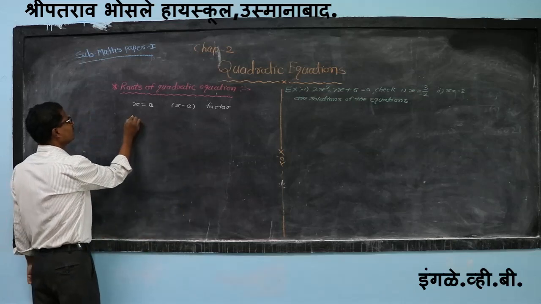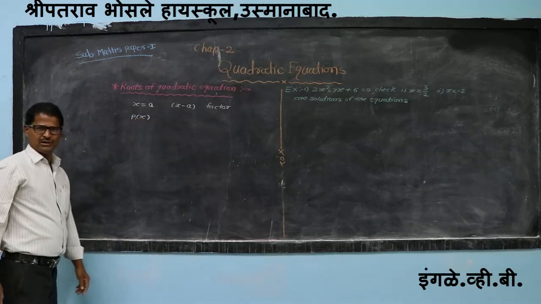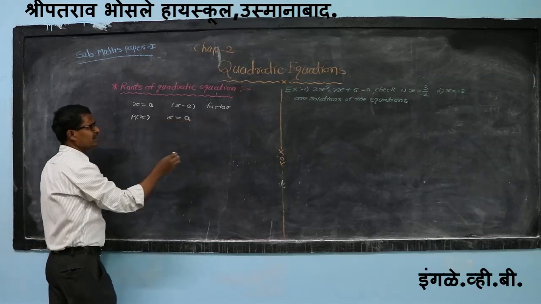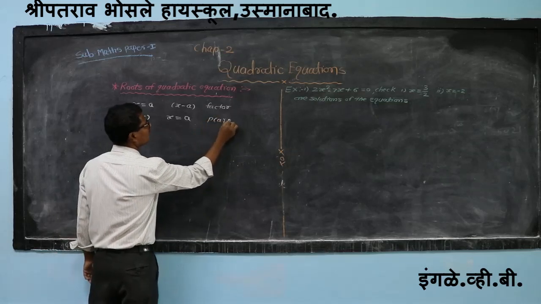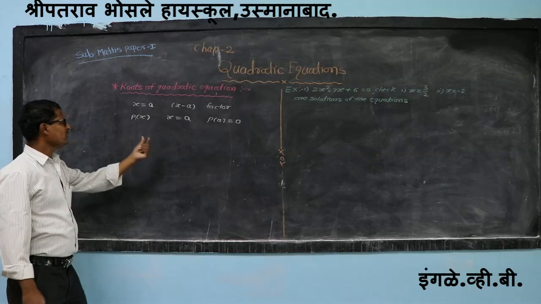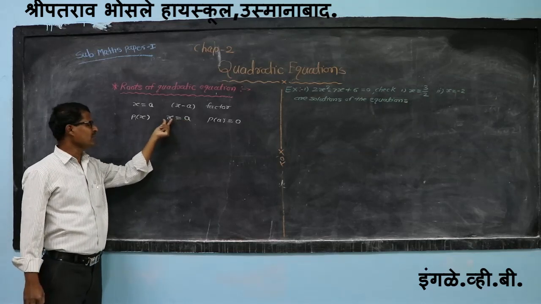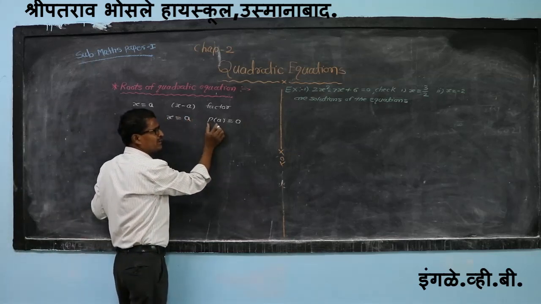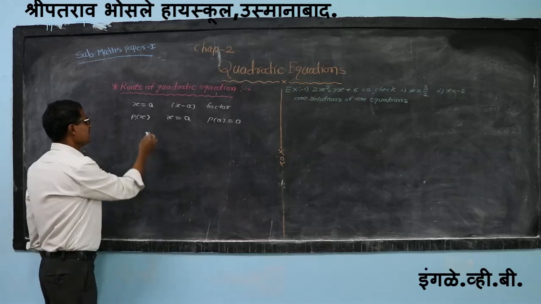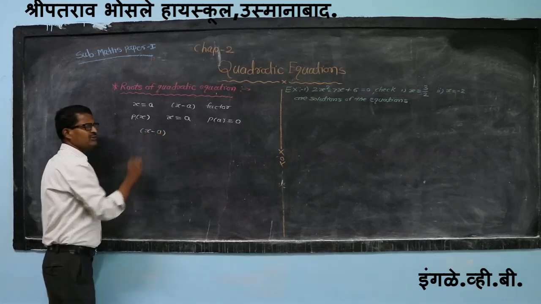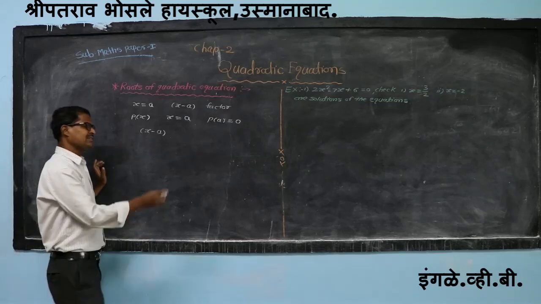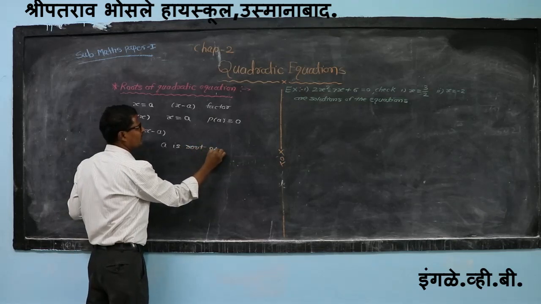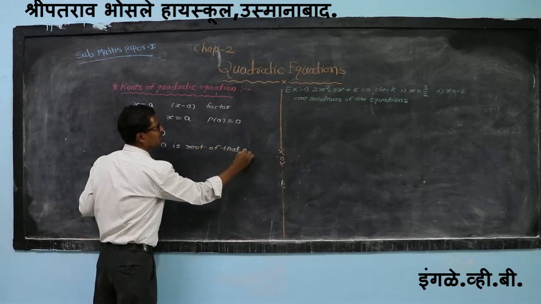In this case, if P(x) is any polynomial and for x equal to a, P(a) is equal to 0, that means when we put the value x equal to a in the polynomial and the value P(a) is equal to 0, then x minus a is a factor of that polynomial. That means a is a root of that polynomial.